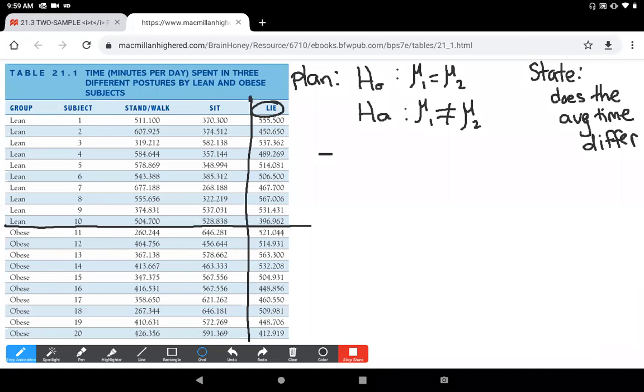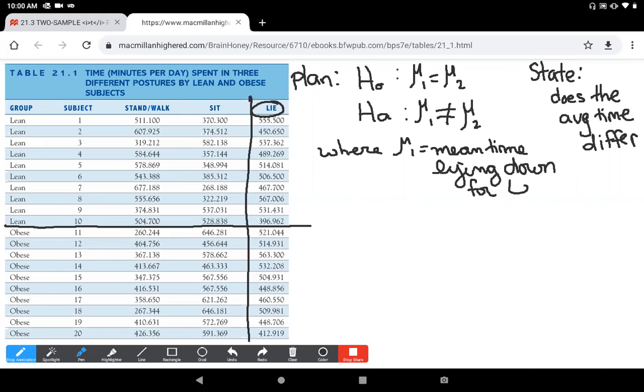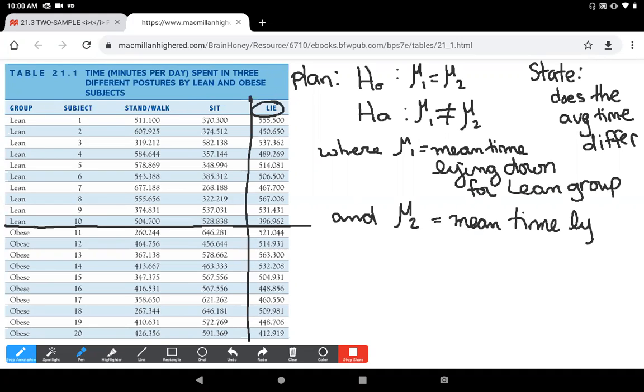Where, let's define these things too. Where mu1 is the mean time lying down for the lean group, and mu2 is the mean time lying down for the second group, the obese group.